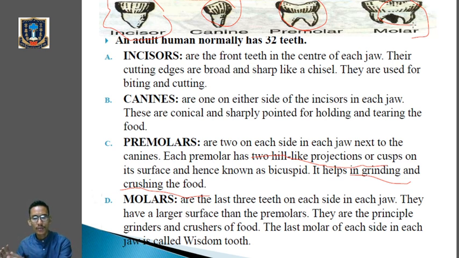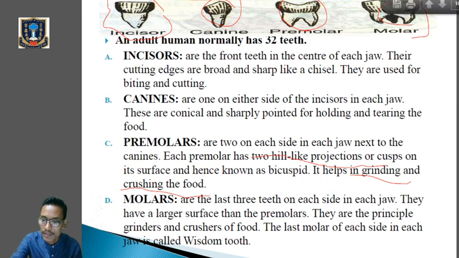Then comes the molars, which are mainly three on each side of each jaw, and they have a larger surface area than the premolars. They are the principal grinders and crushers of the food. And mainly the last molar of each side is known as the wisdom tooth. Clear? So go through the structure and the function of the different types of teeth.